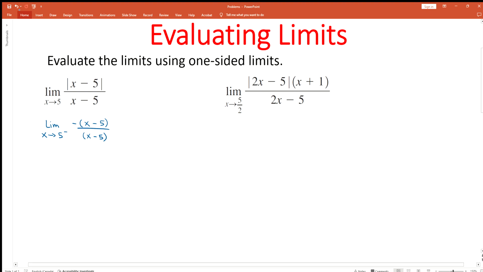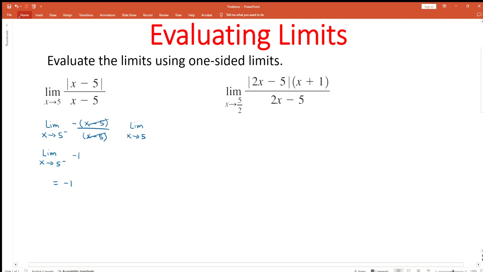We can simplify this expression by cancelling out the x minus 5 from the numerator and denominator. We are left with negative 1. Since there is no x term in this expression, the value of the left-hand limit is negative 1. This should be the final answer for the left-hand limit. Now we can evaluate the right-hand limit.